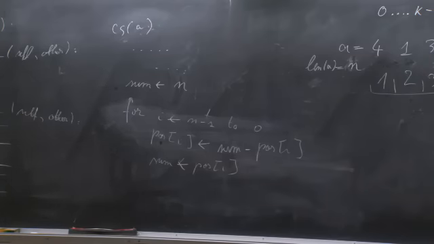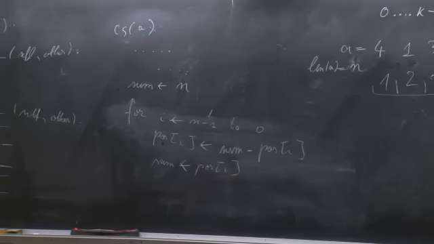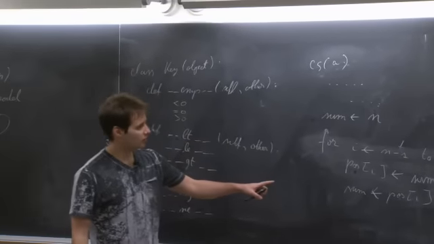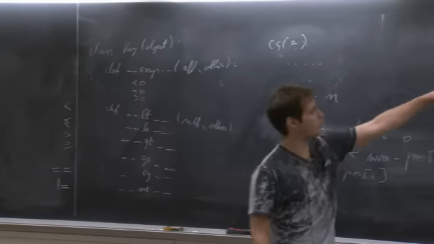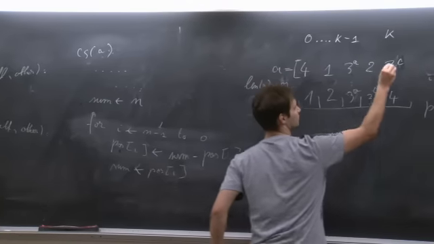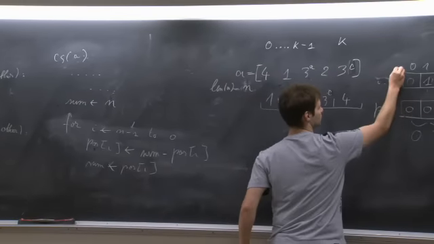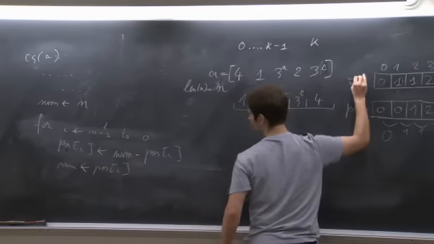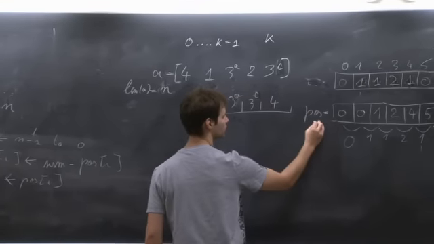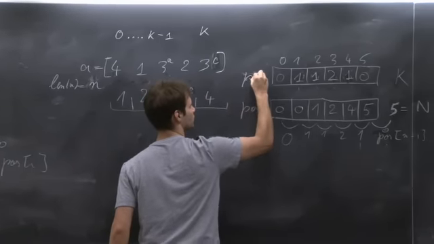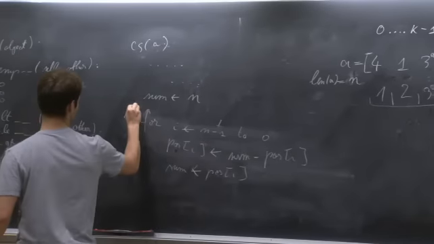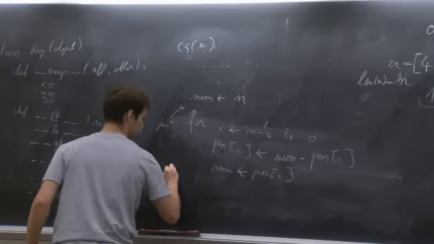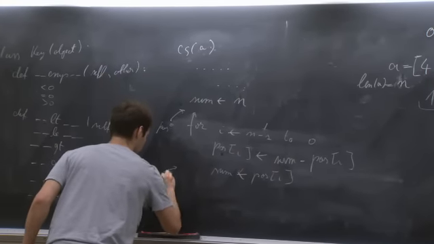Do people get it? You're subtracting pos of I, or you're subtracting A of I? It's all one array. It's the same thing, that's right. A is the input array. And pos is this guy. And this is pos before the for loop, and this is pos after the for loop. So I guess this is pos 0, and this is pos 1. Here we start with pos 0, and we end up with pos 1.